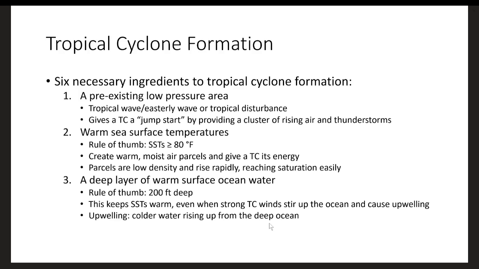And the warm surface ocean water needs to run rather deep. It needs to be about 200 feet deep. And that keeps it warm even when the strong tropical cyclone winds stir up the ocean and cause upwelling. And upwelling is when colder water rises from the deep ocean.